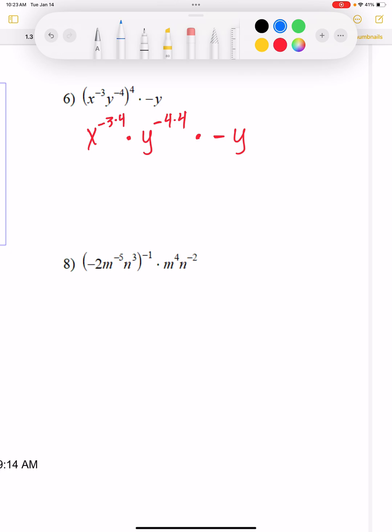This becomes x to the negative 12th. We are multiplying these, so this is x to the negative 12th times y to the negative 16th times, now this is negative y to the first. All right, so this is times, you can think of it like negative 1 times y to the first, right?